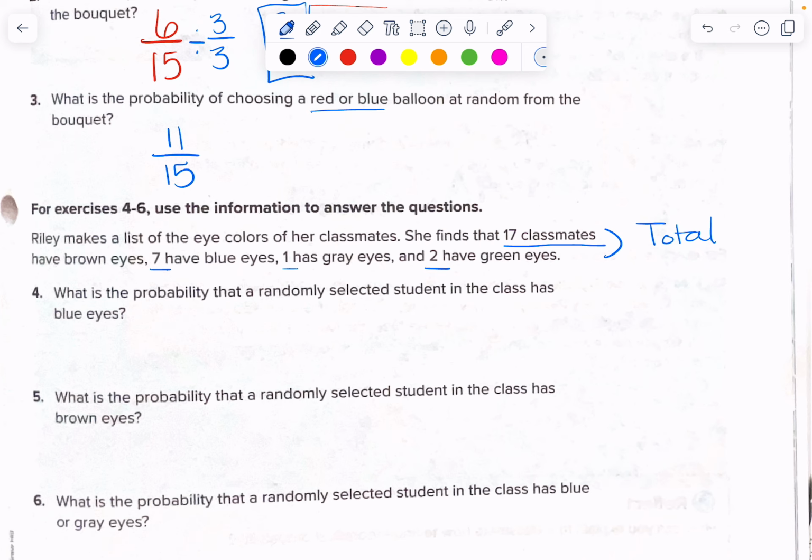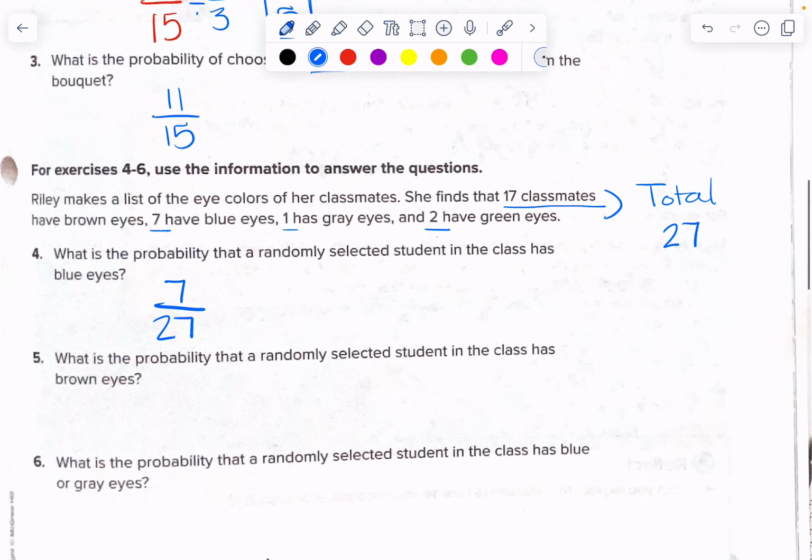Plus 1 more is 25, plus the 2 that have green eyes would be 27. So I have 27 students in this class. So what's the probability that a randomly selected student in the class has blue eyes? So I know my chances are going to be out of 27, and so out of those 27 random students, 7 of them have blue eyes. So I have a 7 out of 27 chance of randomly selecting a student that would have blue eyes.